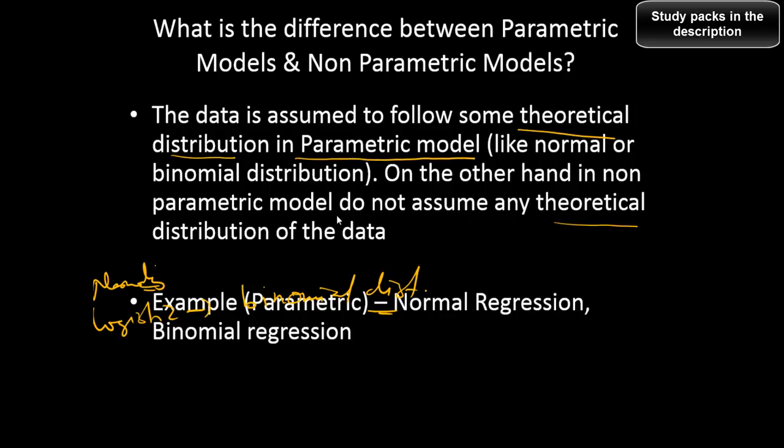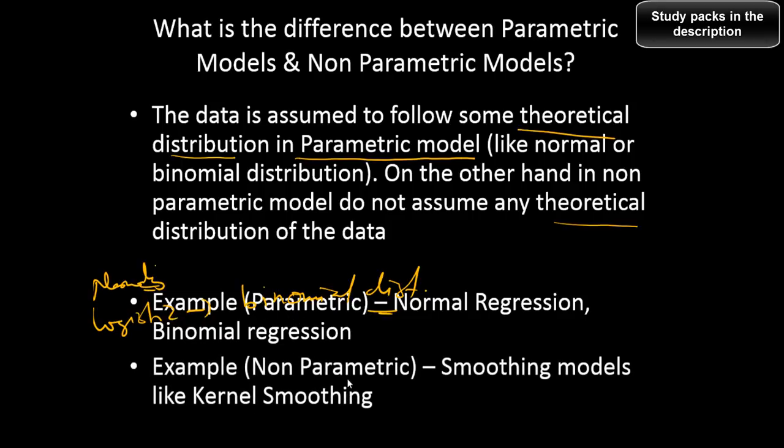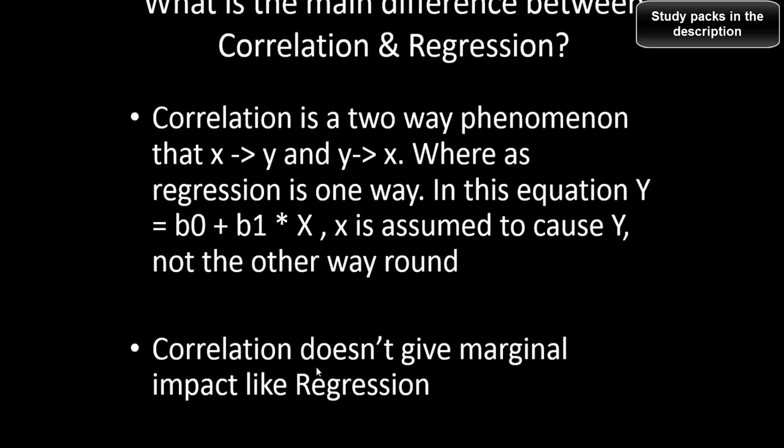But there are models where there is no such assumption. So the algorithm itself finds out what exactly the actual distribution of the data is from the data, without assuming beforehand. Those models are known as non-parametric models. Examples of parametric models are normal regression and binomial regression, and examples of non-parametric models are the smoothing models, mostly the kernel smoothing model or a scatter plot smoothing model. So these are the non-parametric models.